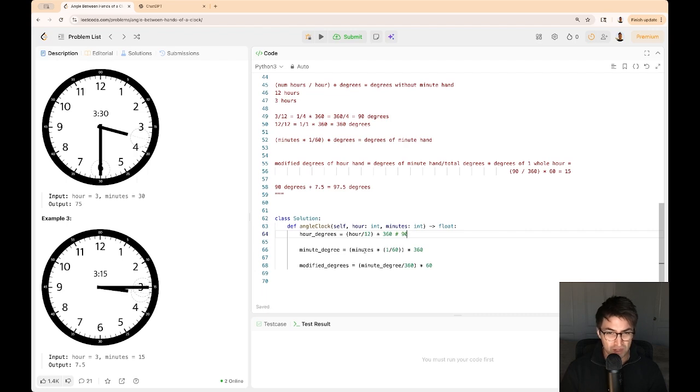Minutes degree: 15 times 1/60. 15 divided by 60 is 1/4. 1/4 times 360, 90 once again. 90 divided by 360 is 1/4. 1/4 times 60 is 15.